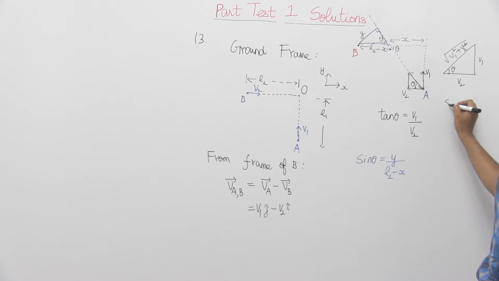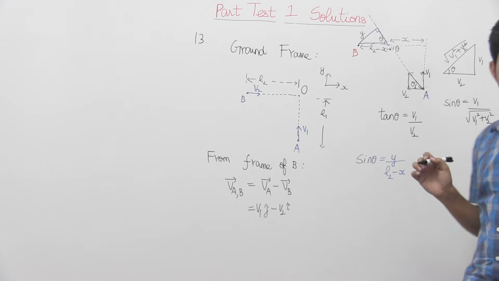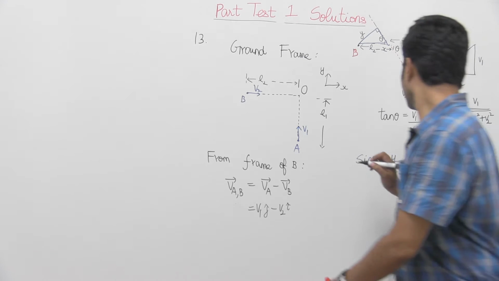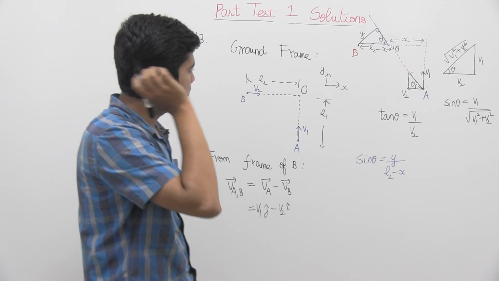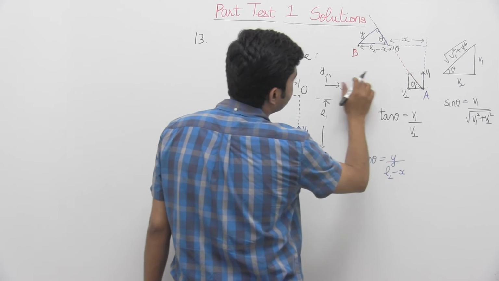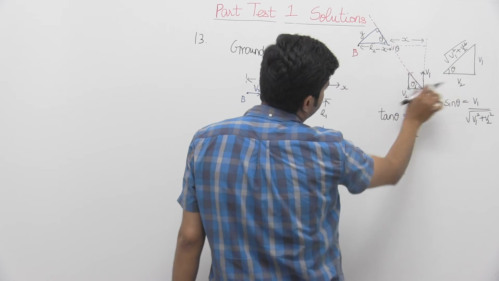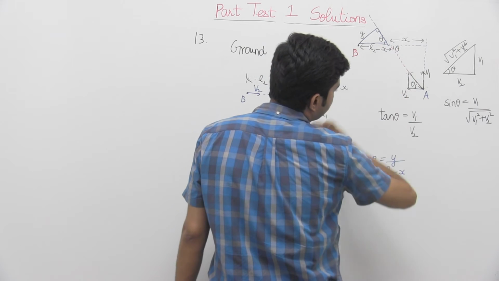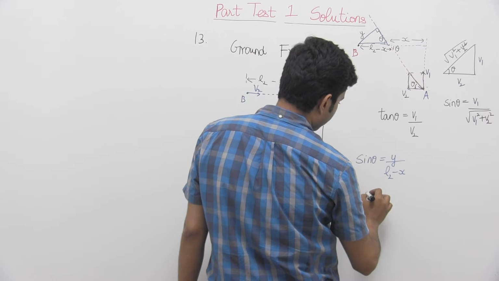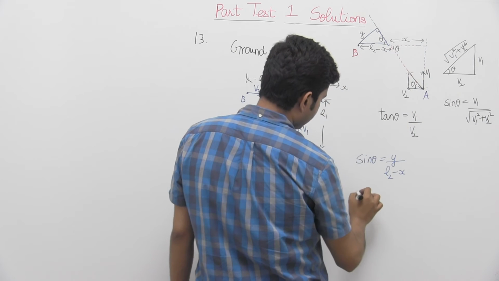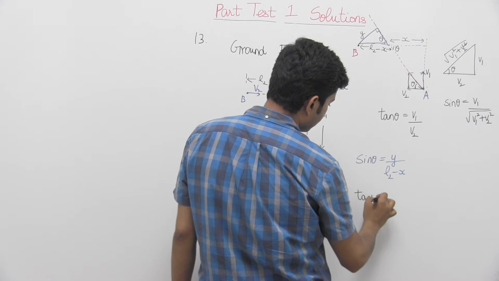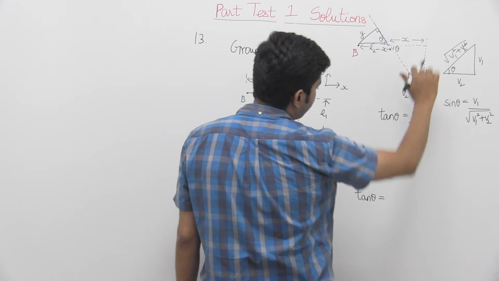Then what is sine theta? Sine theta is V1 upon under root of V1 square plus V2 square. So that was for this triangle. Also, first of all, you have to find x. So you see in this right angle triangle, what is tan theta? In this right angle triangle, tan theta is how much? X by L1.